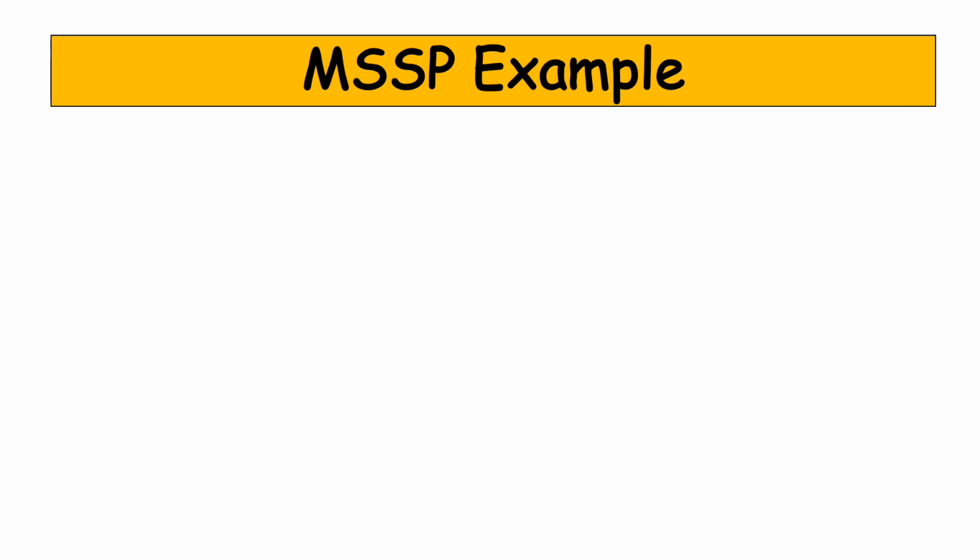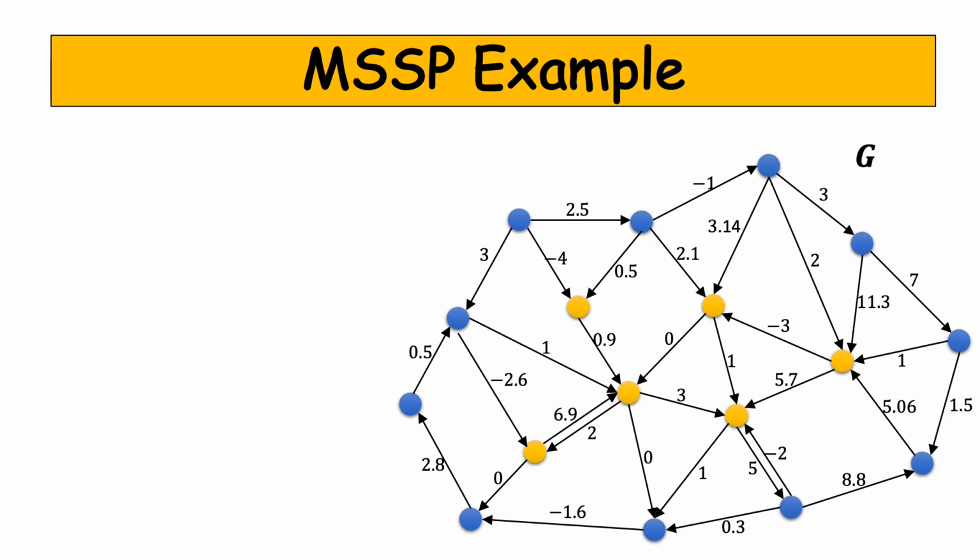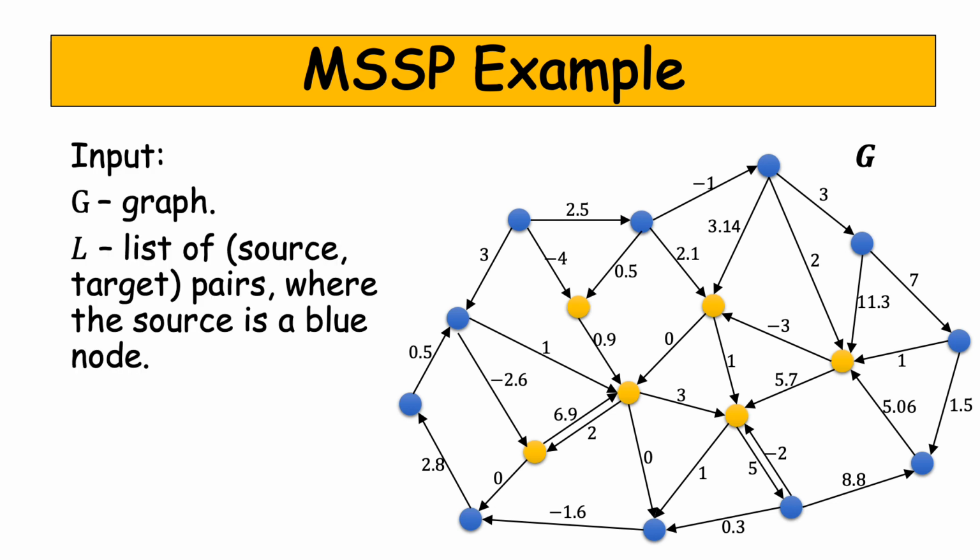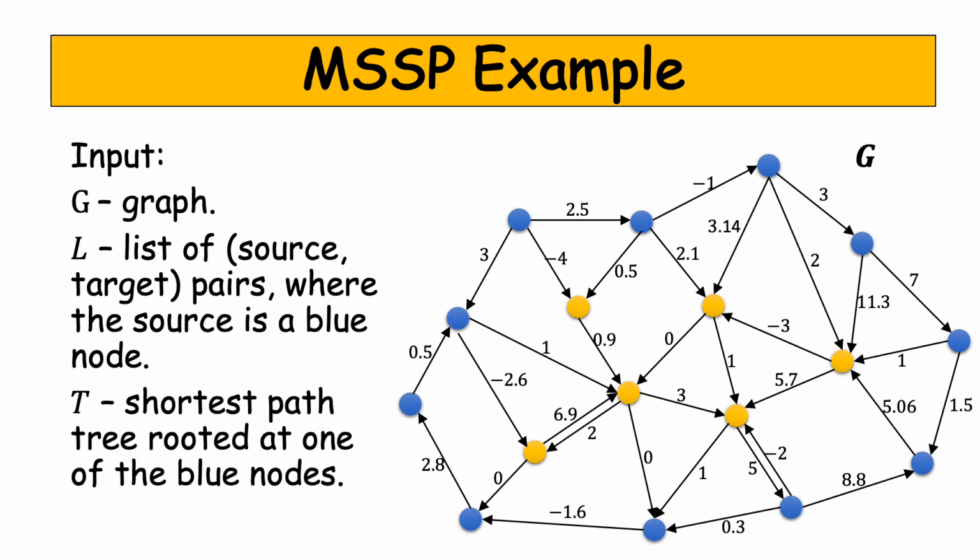So let's see an example for this problem. So assume we are given that graph G. So the input is this graph and a list of some distance queries. So let's assume that our face is the external face, which is composed of the blue nodes. So in the list of the distance queries, the source must be a blue node. And we also are given a shortest path tree rooted at one of the blue nodes. And our goal again is to compute the distances in the given list.